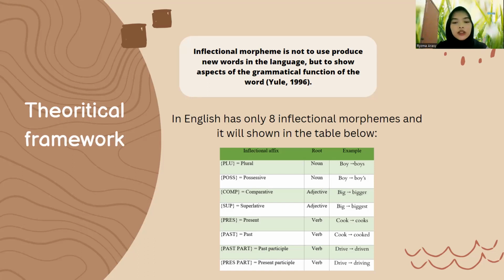And then present, as a verb. For example, cook becomes cooks. And then past, as a verb. For example, cook becomes cooked. And then past participle, as a verb. For example, drive becomes driven. And then the last is present participle, as a verb. For example, drive becomes driving.